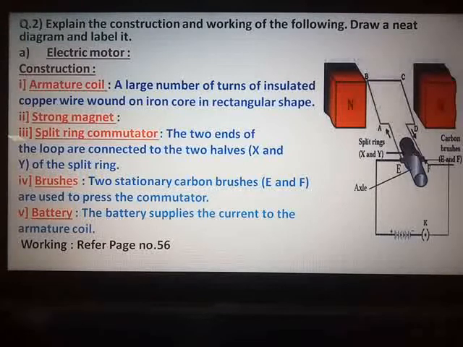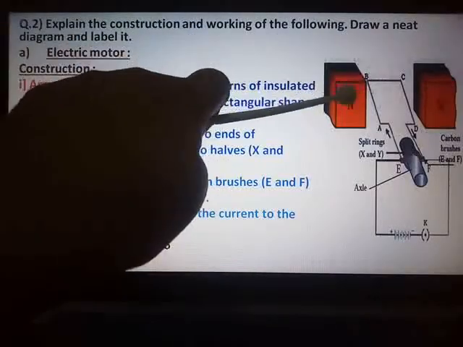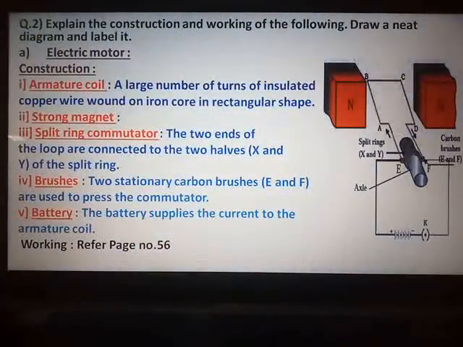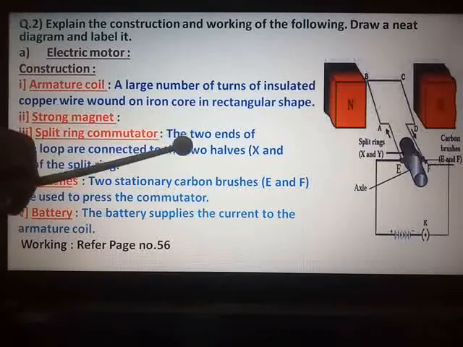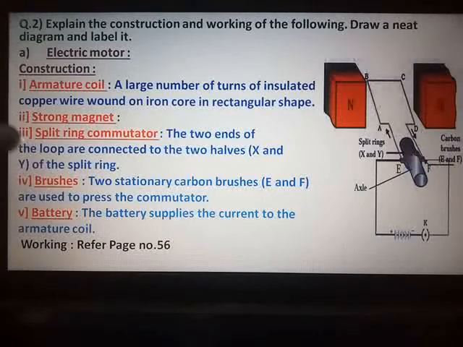Now they have given it in the form of a paragraph. I have just segregated it. In construction, first will come your armature coil, in short explanation. Then strong magnet, its explanation. What explanation will you give here? The armature coil is placed between two strong pole pieces of a magnet to produce magnetic field. Then split ring commutator, its explanation. Brushes, and it is not given in the textbook, but add this part, battery. Battery supplies current to the armature coil.